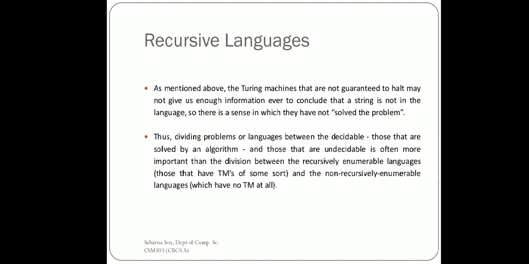So what we are doing is dividing the problem-solving languages into two: decidable, which can be solved by an algorithm, and undecidable, which cannot be solved by an algorithm. Now, the recursively enumerable languages are the total class, meaning they may consist of decidable problems as well as undecidable problems. Let us see a pictorial representation, it will be clearer to you.